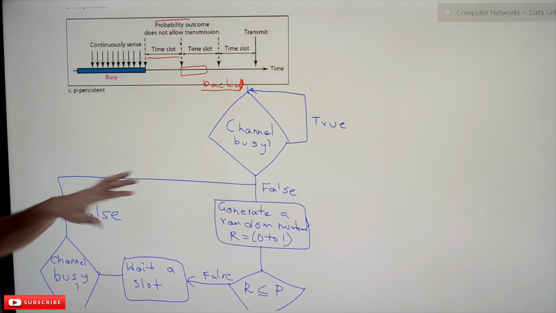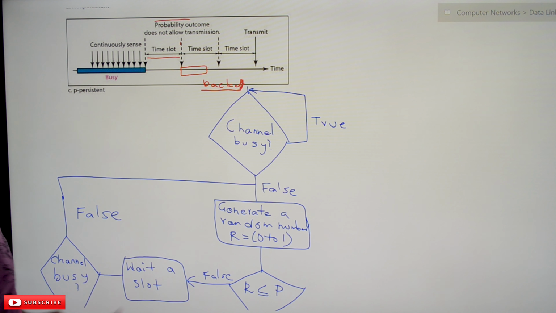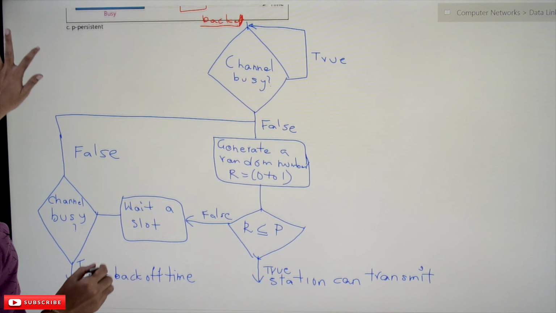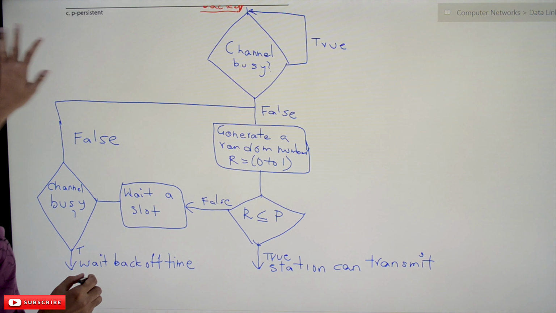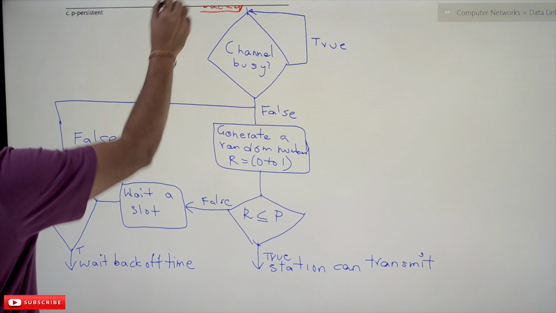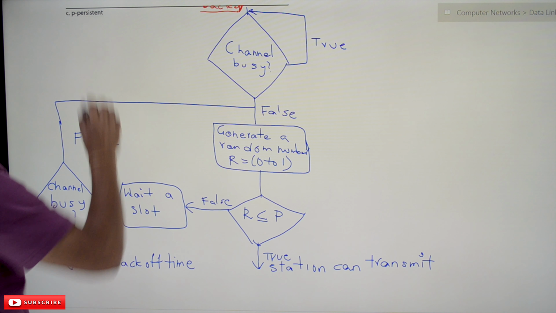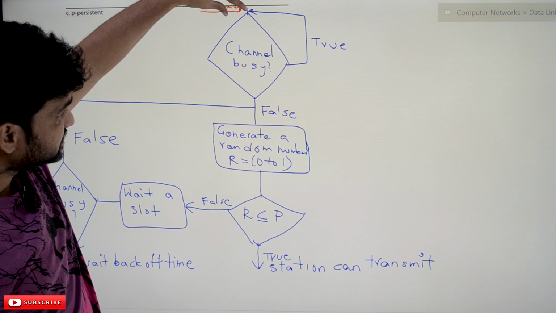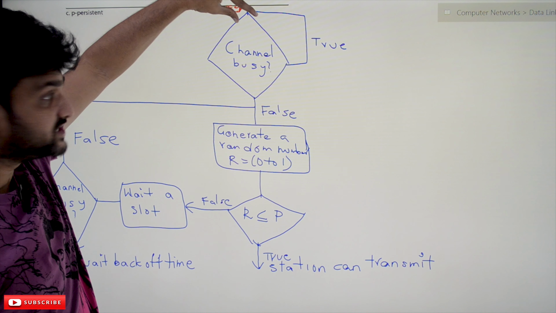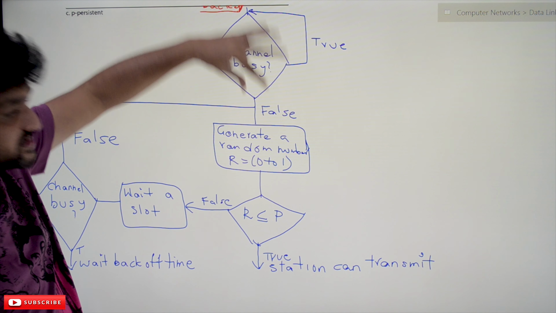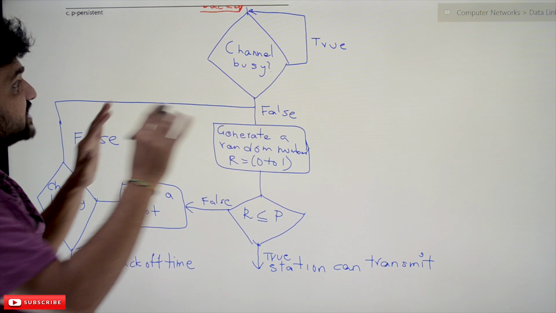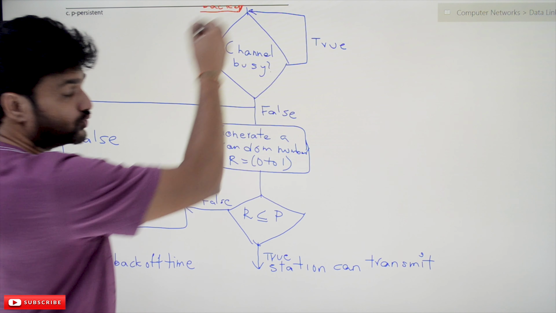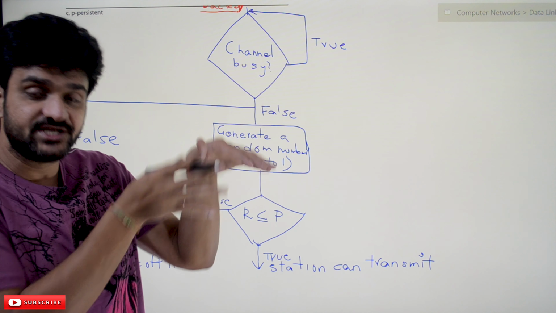So this is how the p-persistence will work. Before that, we will try to understand this with an algorithm, how the things will work, with a flowchart. This is the flowchart for p-persistence. The station that would like to transmit is going to continuously sense the channel. If the channel is busy and it happens to be true, it means that channel busy is true.